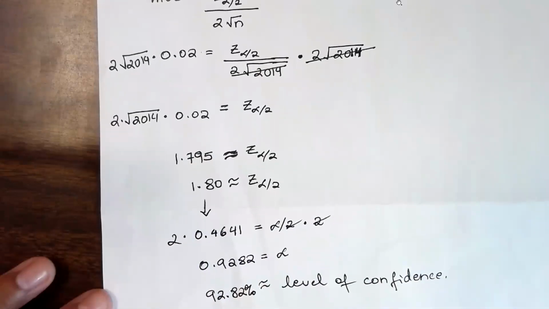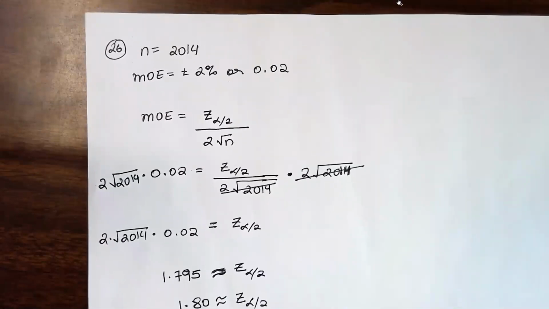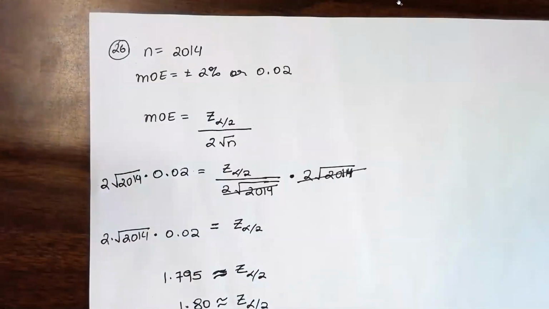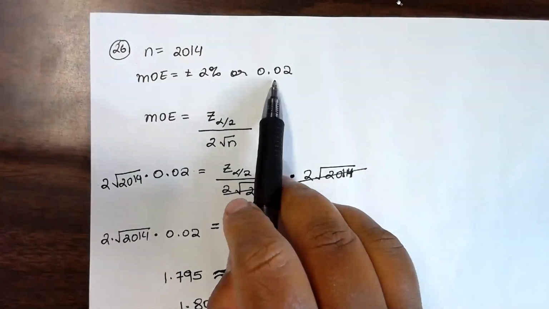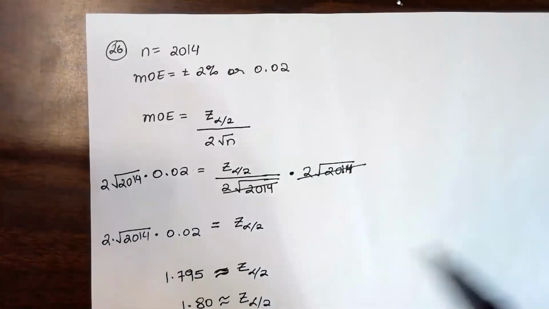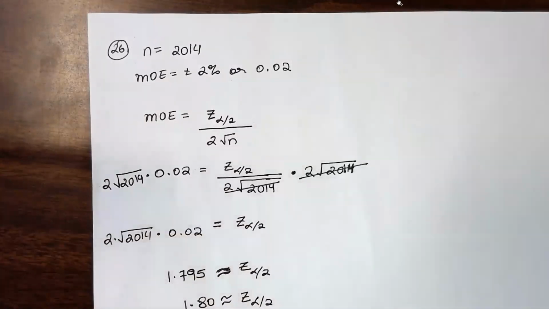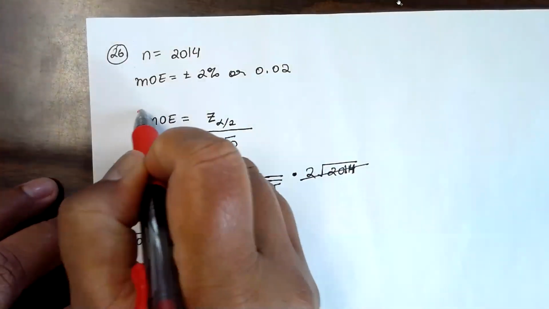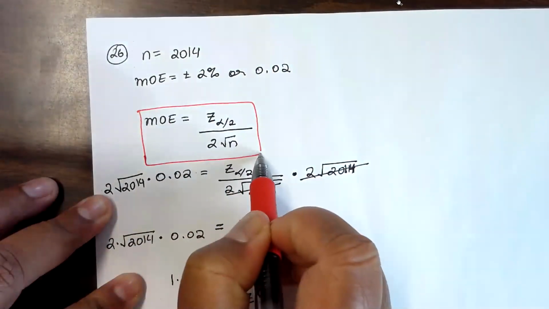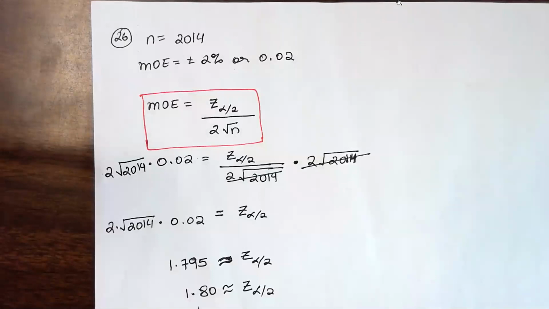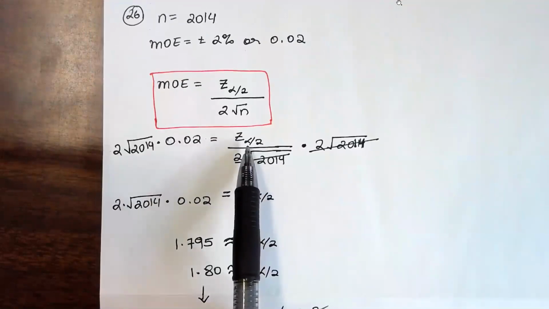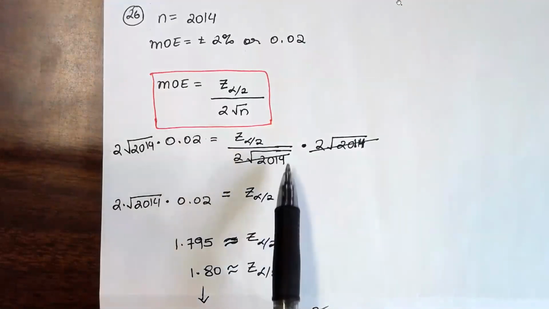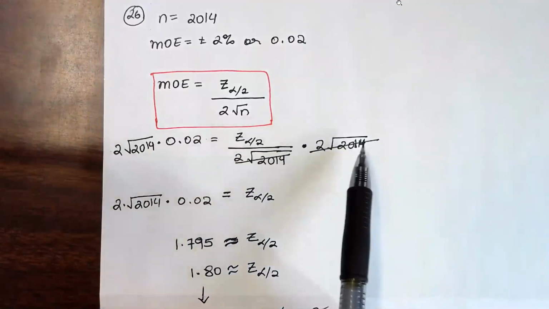confidence. So just to kind of recap this problem, they were telling us that we had a sample size of 2014 teenagers. They're telling us the margin of error was plus or minus 2%, which of course in decimal is 0.02. Using our margin of error equation here, which is this guy right here, we have the margin of error given to us, we have the sample size given to us, so you can see we went ahead and substituted for those values in our equation, leaving the z sub alpha over 2 as it is. Now I got rid of my denominator by multiplying it on both sides of my equation.